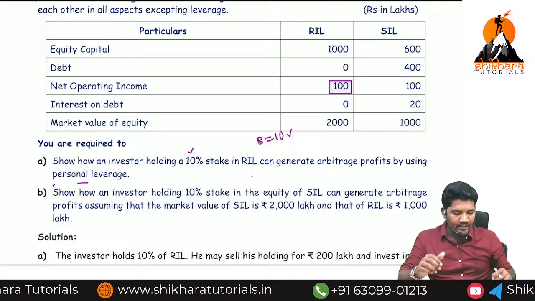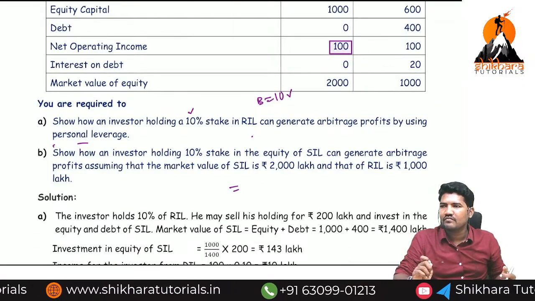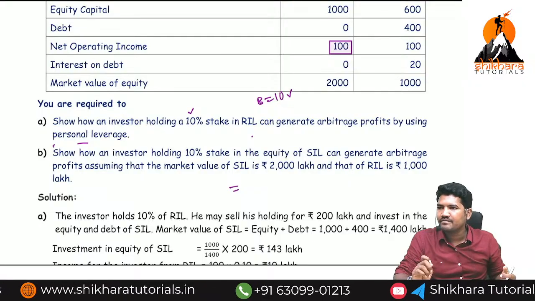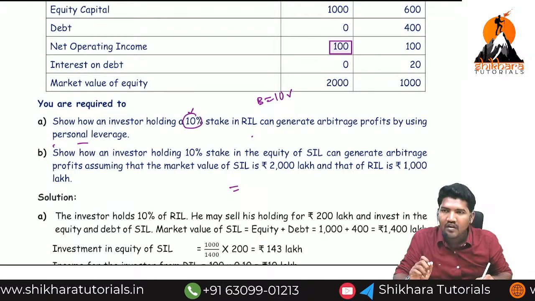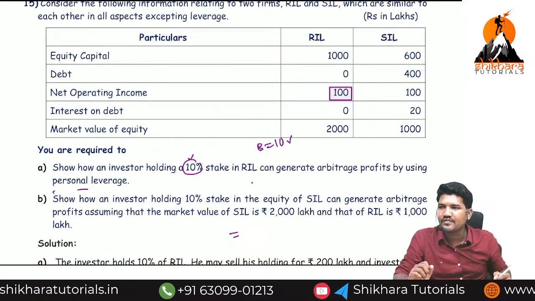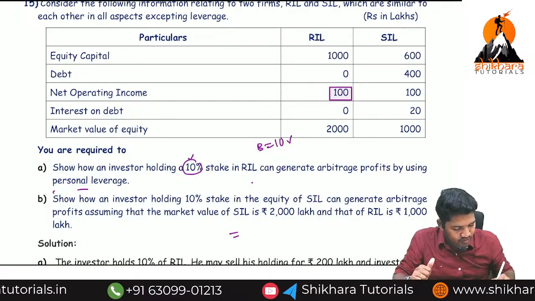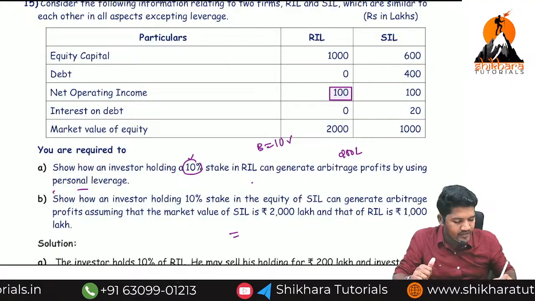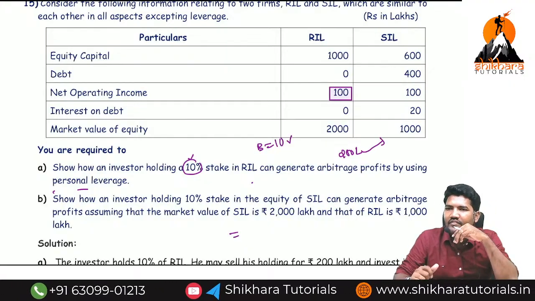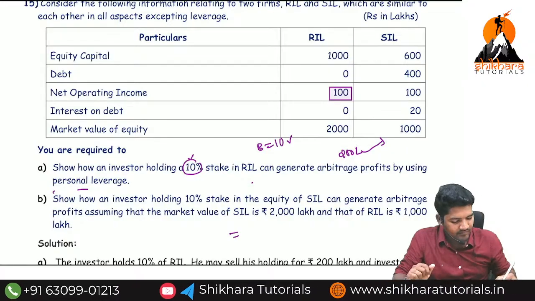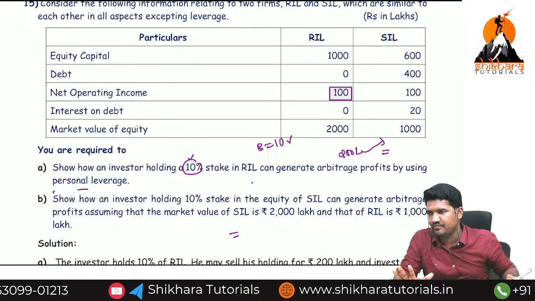Okay. Then step 2, sell your investment. How much percentage do you have? On which value, 1000 or 2000? 2000. If you sold, how much will you receive? 200 lakhs you will receive. You are investing this 200 lakhs in SIL. Where and where? Equity and debt.